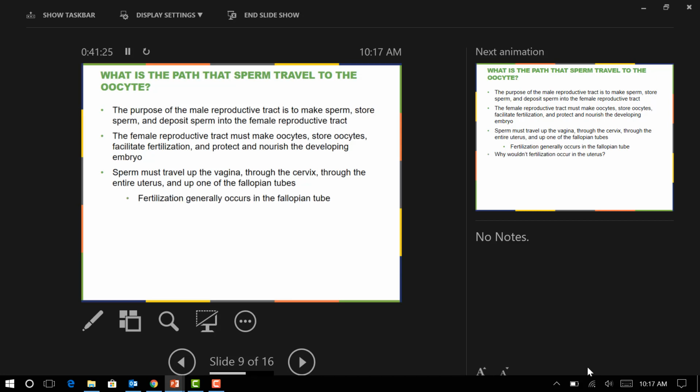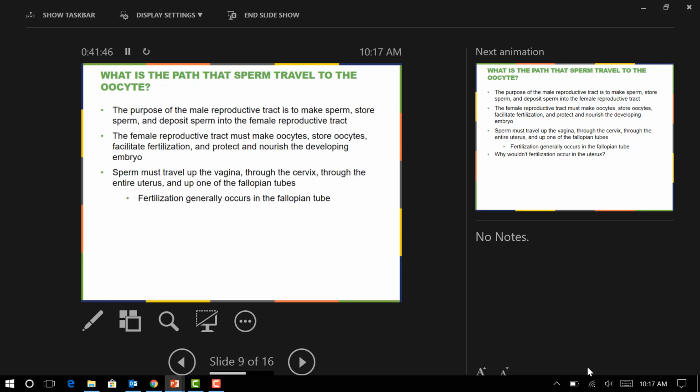So fertilization generally occurs here in the fallopian tube or the uterine tube, whatever you want to call it. The textbook calls it the uterine tube. Other sources are going to refer to it as the fallopian tube. And so fertilization almost always takes place there. It is possible for it to take place in the uterus, but it's very uncommon.